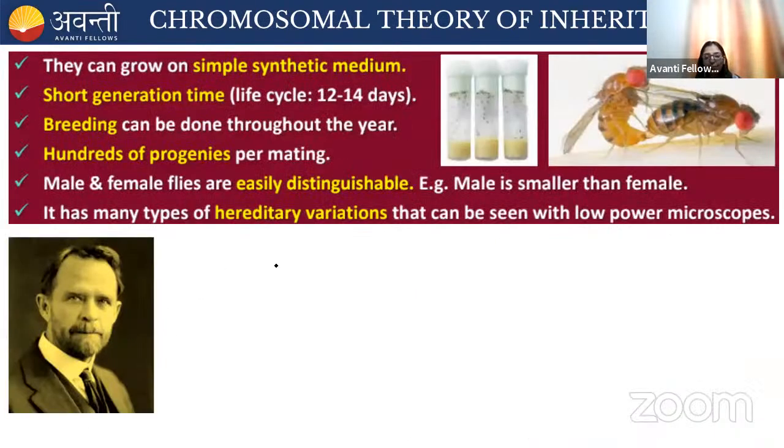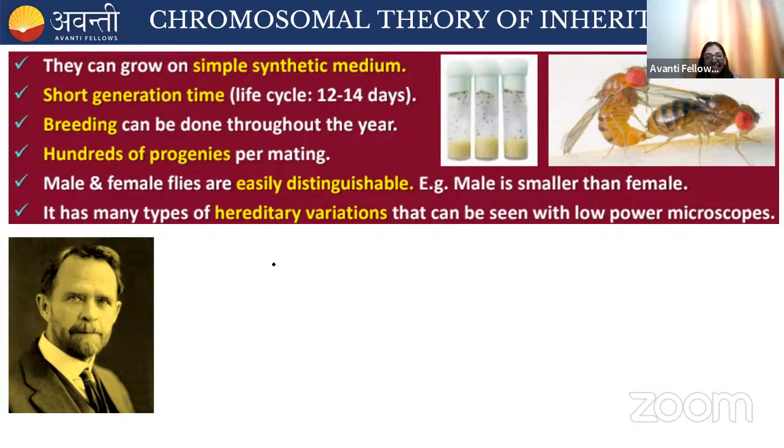And the experimental proof for the chromosomal theory of inheritance was proposed by T.H. Morgan. Remember this. T.H. Morgan carried out the experiment on Drosophila and provided the experimental verification for the chromosomal theory of inheritance. So he worked on Drosophila, and why did he choose Drosophila? Because it is easy to grow.